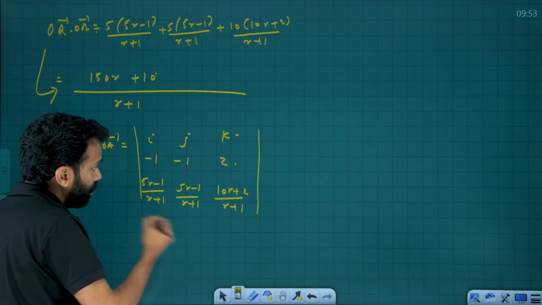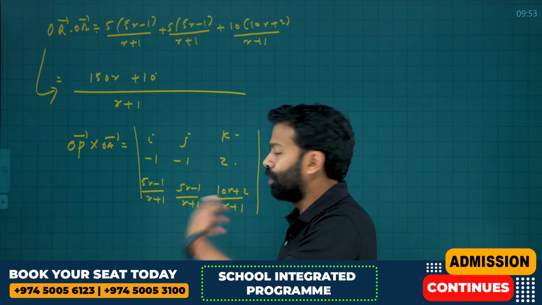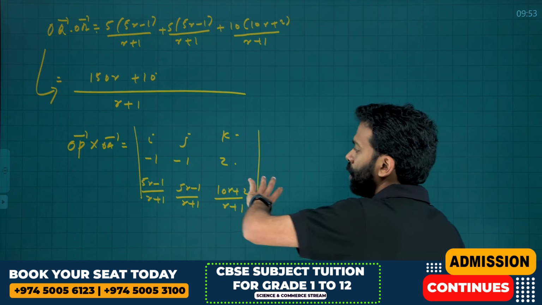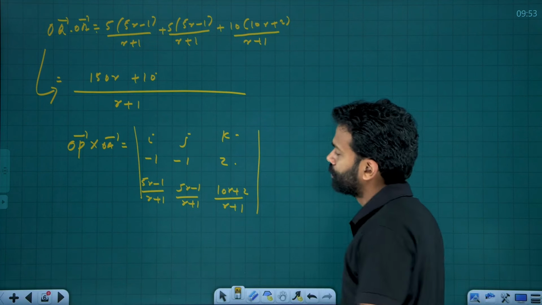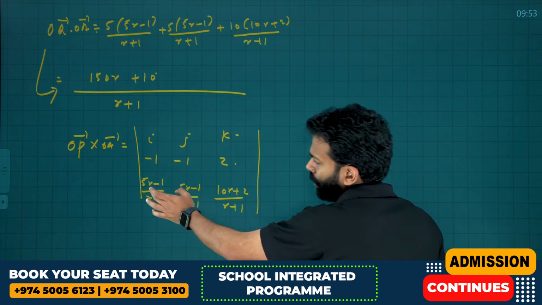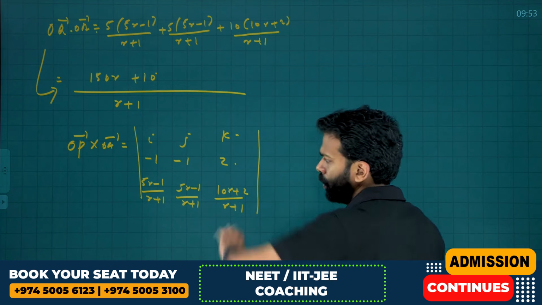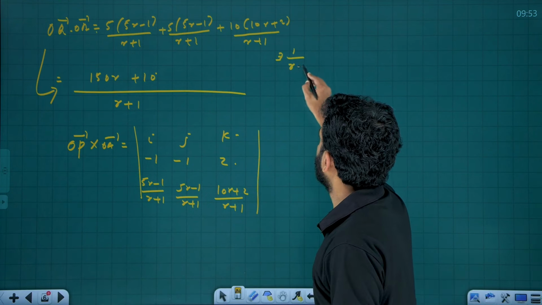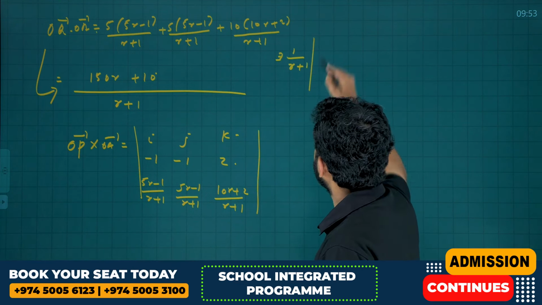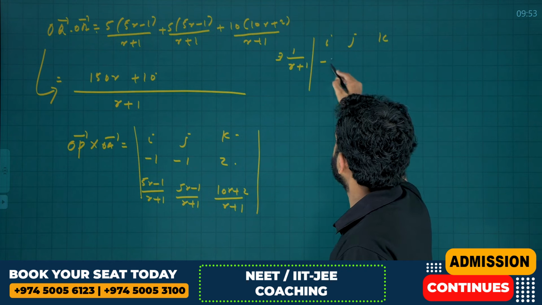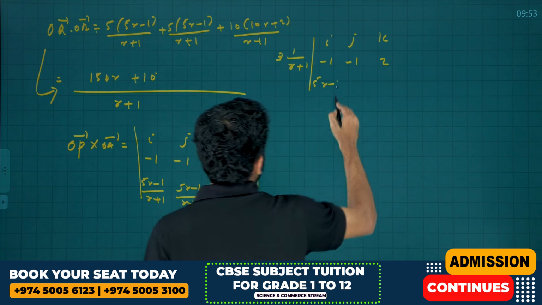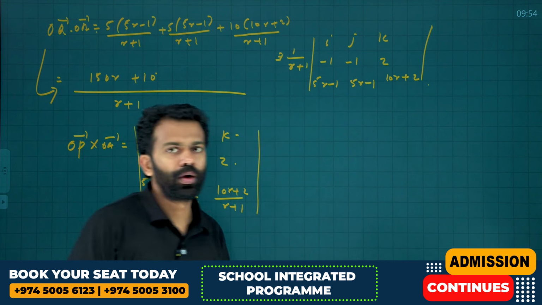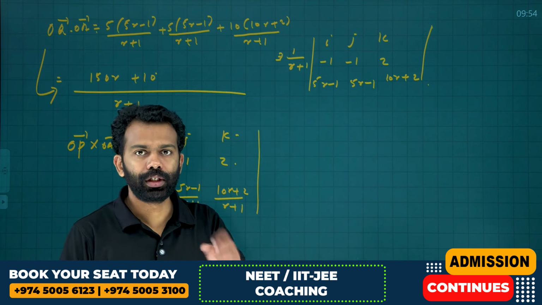So this is a determinant. All of you should know how to perform the determinant operation. Before that, I am going to apply some elementary operation here to make the operation inside the determinant easier. If you look at the elements here, in the third row, 1 by (r plus 1) is common, so you can take it outside. So it will be 1 by (r plus 1) into the determinant of i j k, minus 1, minus 1, 2, 5r minus 1, 5r minus 1, 10r plus 2. Be very careful, I am going to skip 2 steps here.